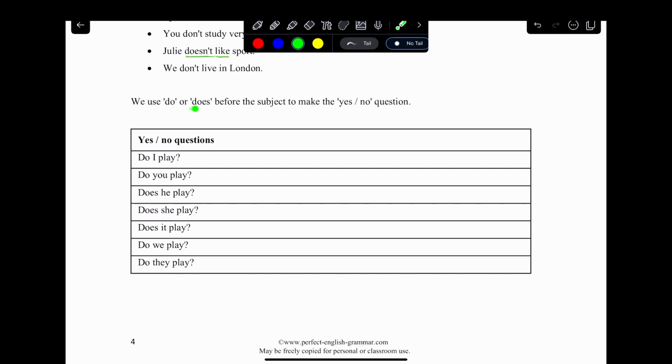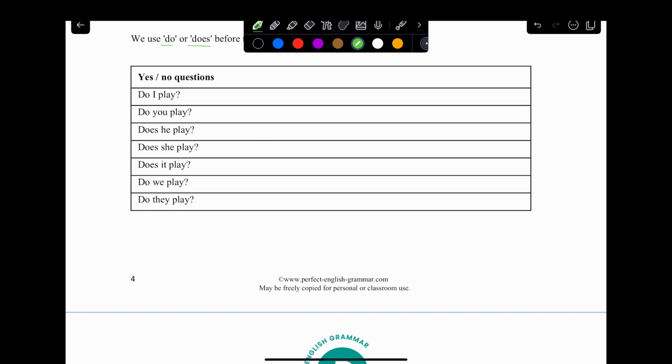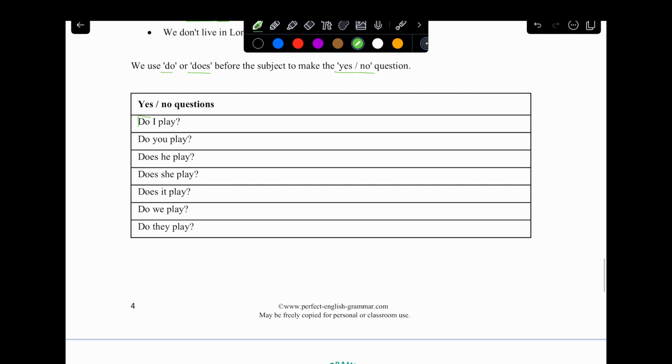We use do or does before the subject to make the yes-no question. Just like the verb to be with am, are, is, when we want to use them as a question and the answer is yes or no, the same goes for other verbs. We can use do or does to ask the question, and the answer is also yes or no. Do I play, and we also add them before the subject.